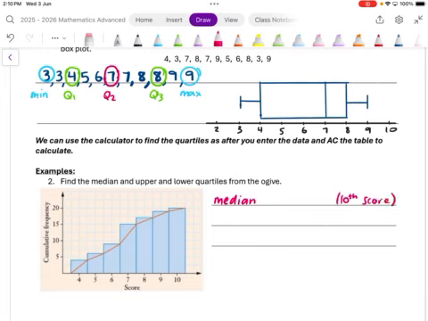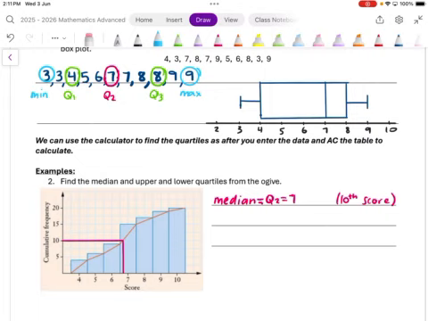So we go to where 10 is on our cumulative frequency, draw a line going across until we get to our ogive, and then draw a line going down, and we get that our median, which equals Q2, is equal to 7. Our maximum frequency is 20, so we have 20 scores altogether, and our median is halfway, at our 10th score.